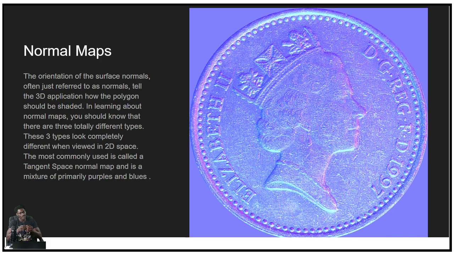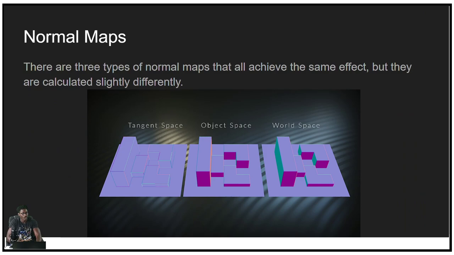In learning about normal maps, you should know that there are three totally different types. These three types look completely different when viewed in 2D space. And when we talk about 2D space, we mean a flat image. Flat. That's 2D, two dimensions. The most commonly used is called a tangent space normal map and is a mixture of primarily purples and blue. The ones that you guys have been rendering out are just that. They are tangent space normals. There are also object space normals and world space normals, and they are calculated slightly differently.